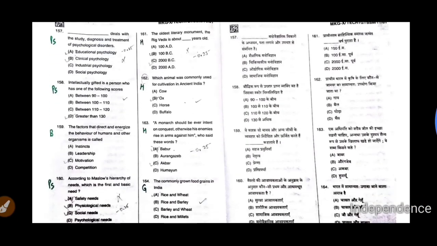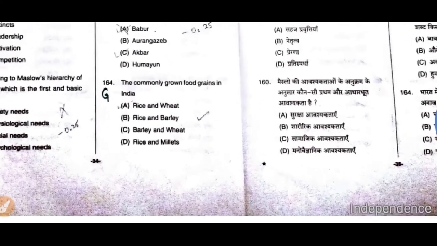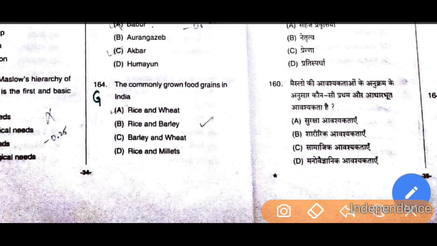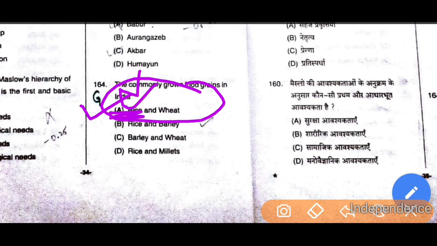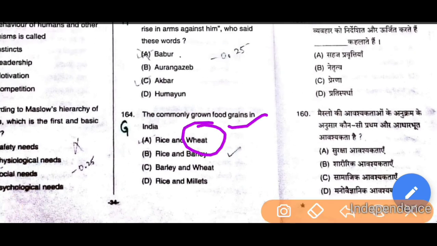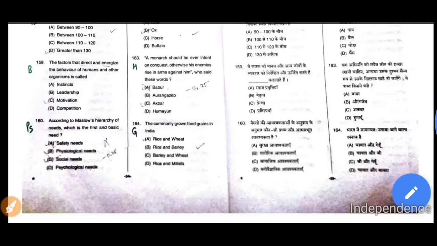I think there is one more question left. Question number 164. The commonly grown food grains in India: A. Rice and wheat, B. Rice and barley, C. Barley and wheat, D. Rice and millet. So the answer is A. Rice and wheat. We all know that rice and wheat is the staple food. In South India, the staple food is rice. Also in North and Eastern India as well. And in Northern India, wheat is a staple food. And yes, so answer is A.